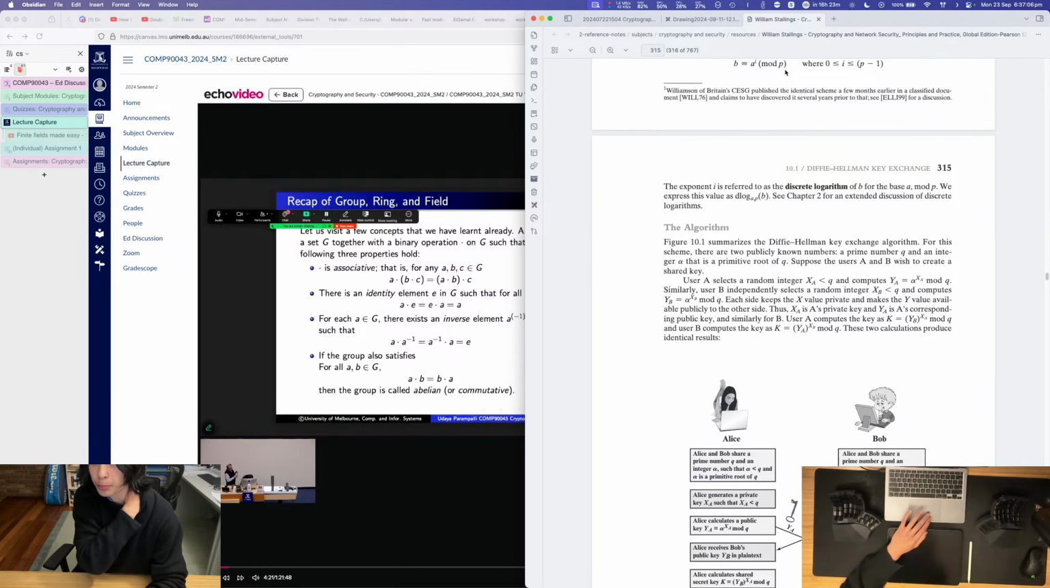The exponent i is referred to as the discrete logarithm of b for the base a, mod p. We express this value as d log a,p of b.